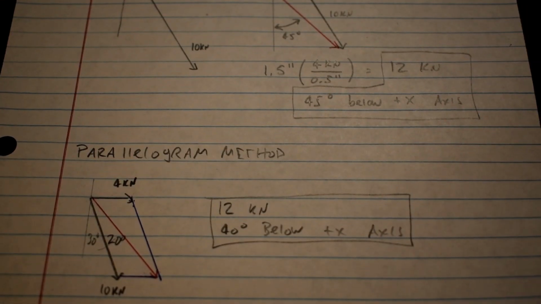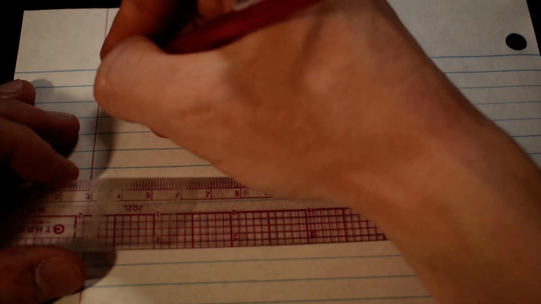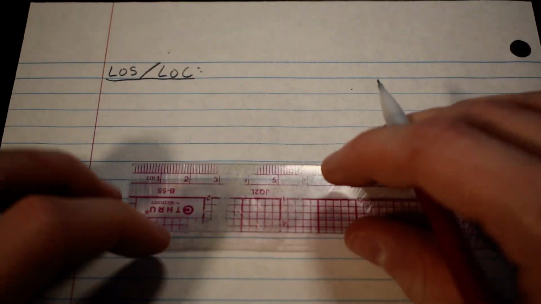Now on to the computational methods. First we'll start off with the law of sines and law of cosines. Now this method is a computational method, kind of as well as a graphical method, because we still do have to draw the forces in order to use this.